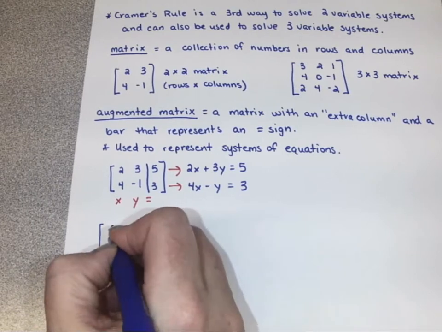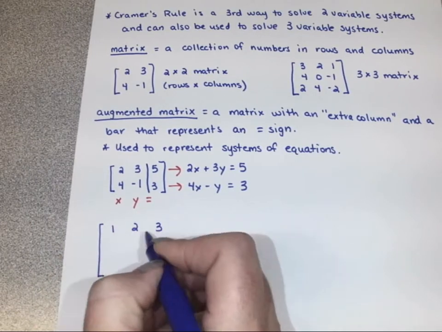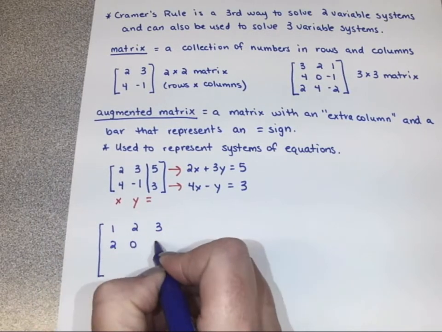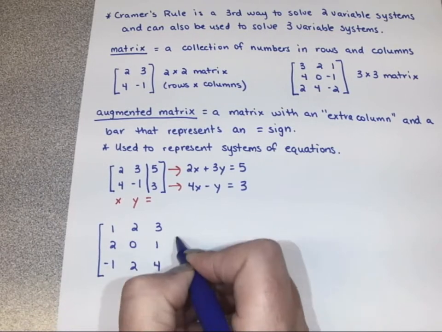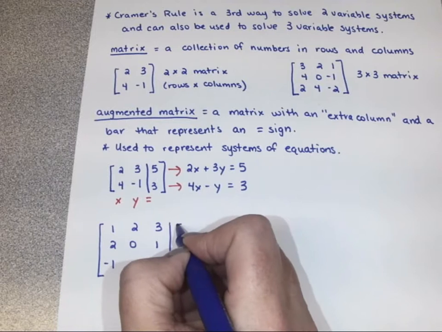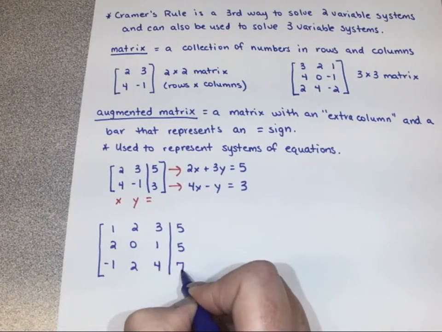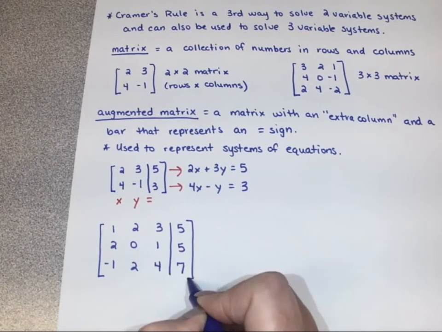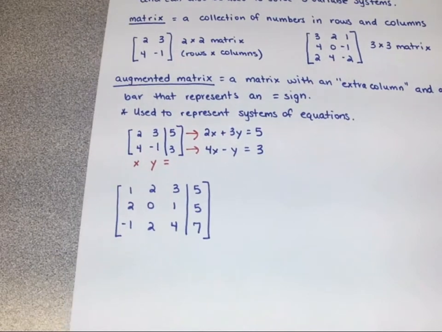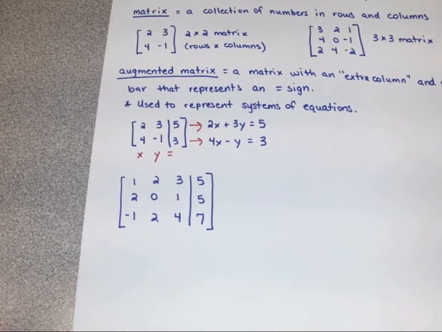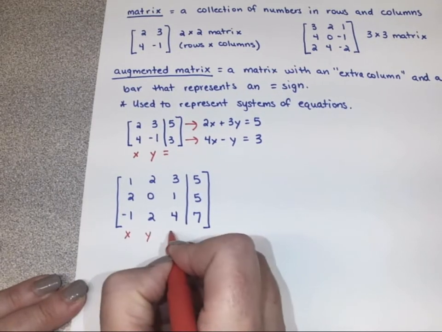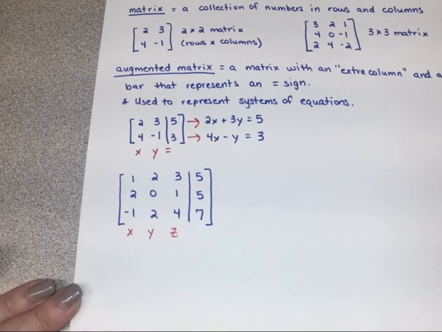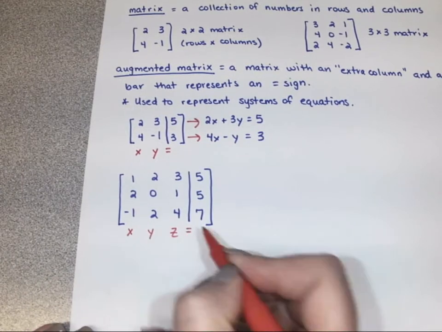So let's look at a 3 variable one. A 3 variable one just has more numbers, more rows and columns, but the bar with the extra column at the end indicates that it's an augmented matrix. So instead of just X and Y, what's the third column going to be? It's going to be Z, right? So this will be your X numbers, your Y numbers, and your Z numbers, and again, this is still an equal sign.